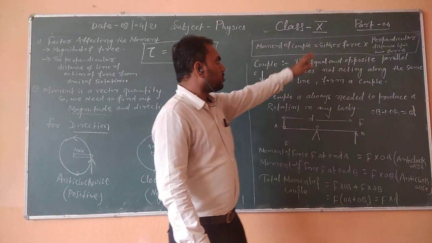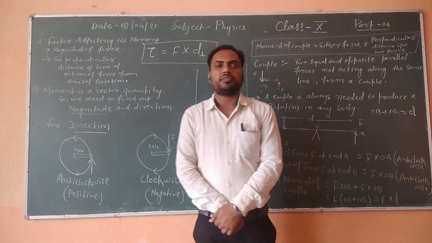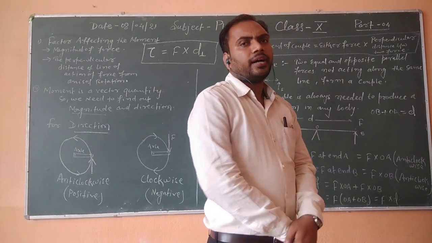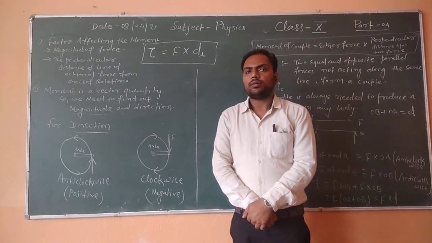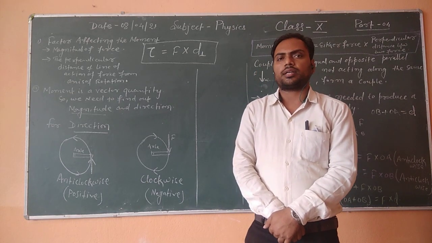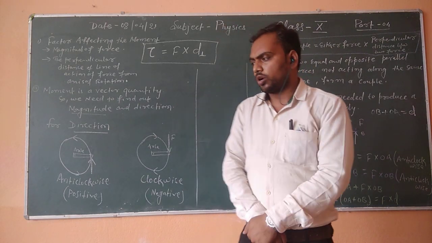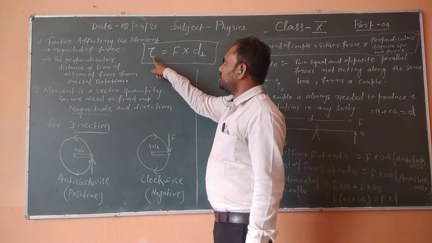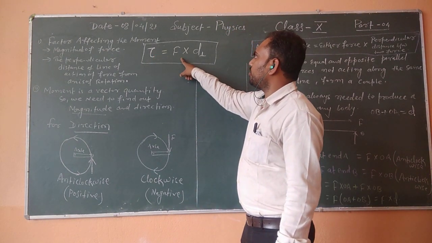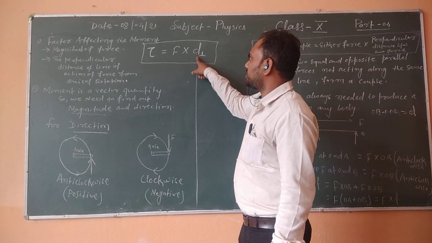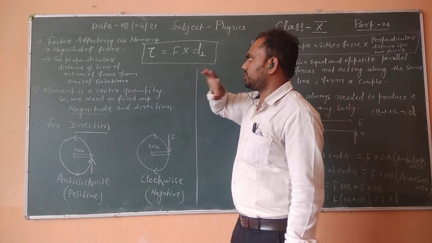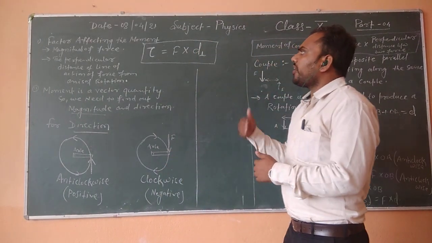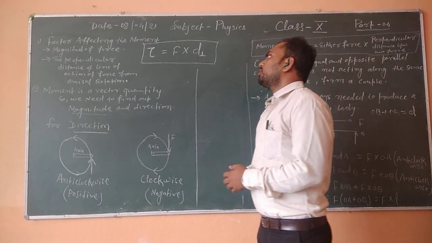It is our fourth part of the first chapter of physics. In the third part we studied moment, that means torque, and its formula. That formula was: torque, or moment, is equal to force into perpendicular distance. Now the topic is starting: factors affecting the moment.